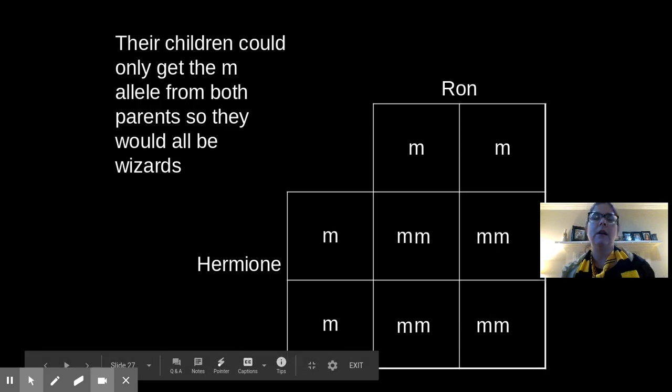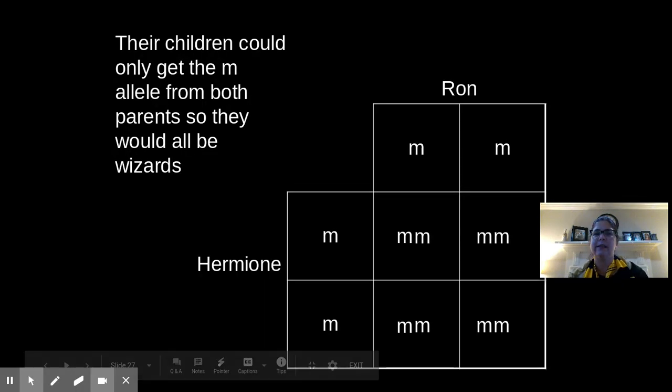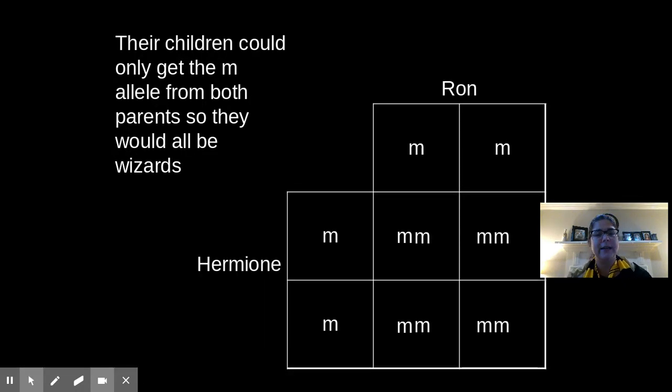Okay. So in this case of Ron and Hermione, their children could only get the little m allele from both parents, so they'd all be wizards. Unless something like a glitch happened and there's a random mutation that occurs, but that's an anomaly. We'll talk about that later.